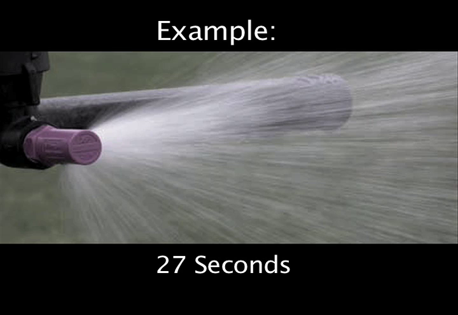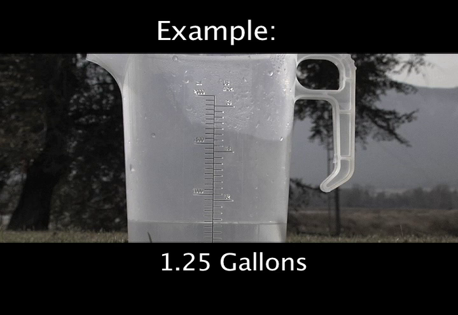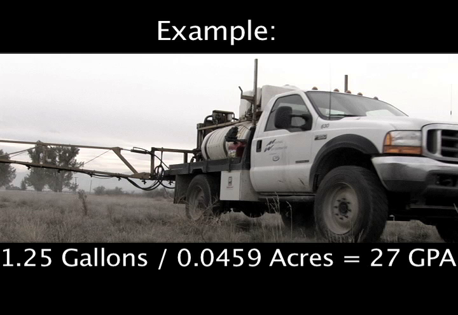When we stop and collect from each nozzle for 27 seconds and collect it into one container, we get 1 gallon and 1 quart, or 1.25 gallons. If we take the 1.25 gallons collected from all nozzles and divide by the acreage of 0.0459, that gives us a 27 gallon per acre output for our sprayer.